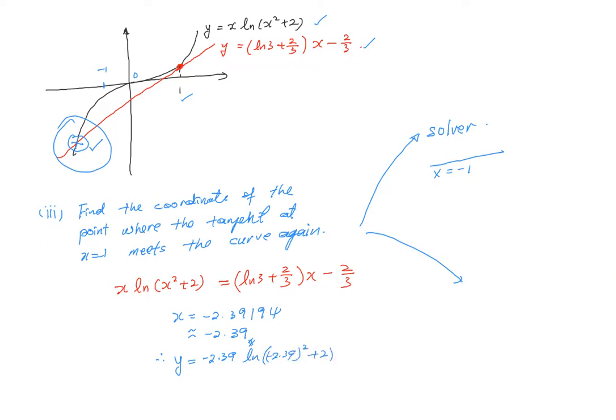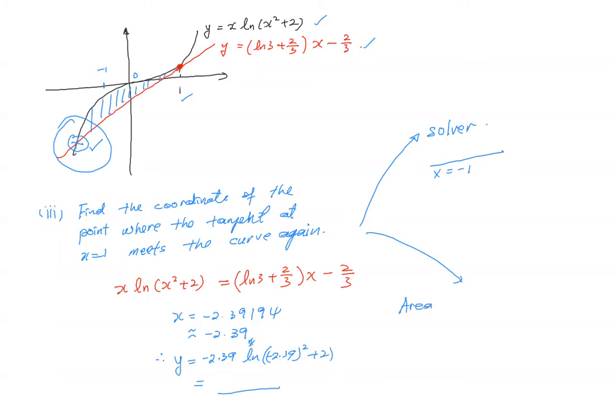Okay, then you get your y coordinate. So you got negative something. Please take note of this. I don't know whether they will ask or not. After that, they can ask you to find the area bounded by the curve and the tangent. Can I ask for the area?